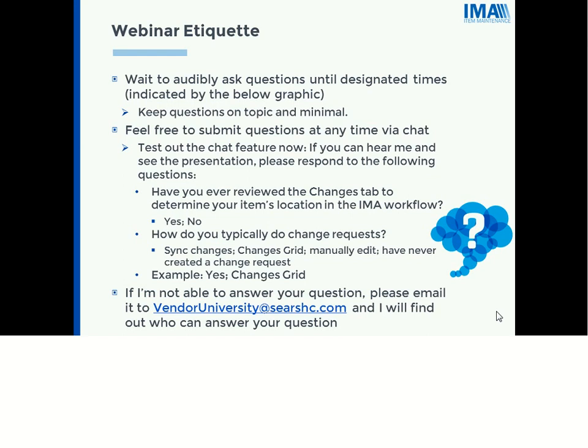All right, so I asked a couple of questions. Have you ever reviewed the Changes tab to determine your item's location? Most people have not. We do actually have one that has, so that's really good. A lot of people aren't aware of the Changes tab and what it can tell you. The second question was, how do you typically do change requests? It looks like most people have never done a change request before. So this is going to go over a couple of options of how you can do change requests. Tomorrow we will be getting more into specific change requests that you can do and how to do those.